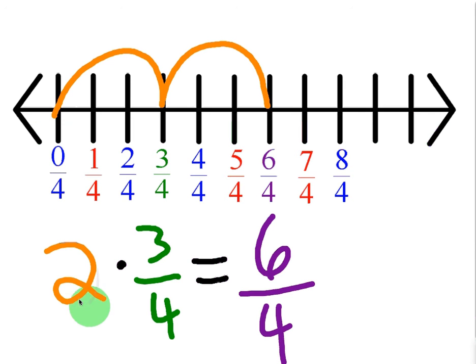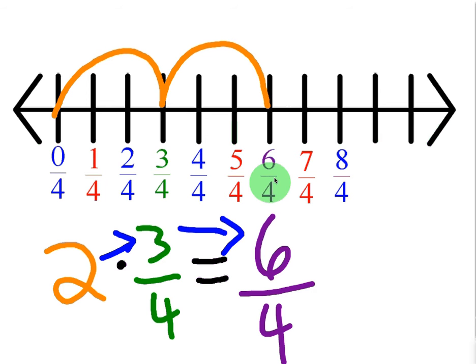Let's take the number 2 and multiply by 3/4. So we're going to take 3/4 and we're going to add that twice. There's 1 3/4 and there's another hop, another 3/4, which is 6/4. And notice again we had a similar phenomenon. We took the 2 and we multiplied by the 3 to get the 6 on top. In other words, we landed at 6/4.